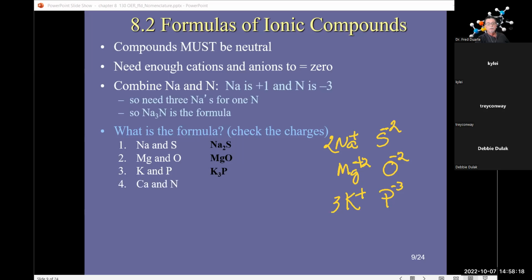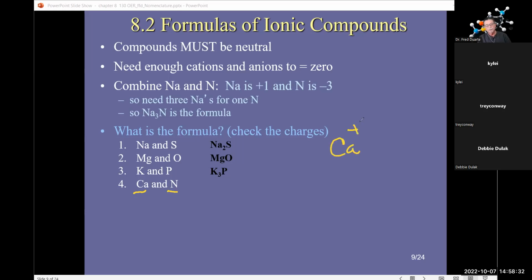Next one, a little bit of a challenge. Let's clear this up a little bit, some room here. We've got calcium and nitrogen. Well, calcium is in group 2, so we've got a +2. Nitrogen, again group 5, ends up with a -3 charge. So here you're looking at this, you see you've got a +2 and a -3.